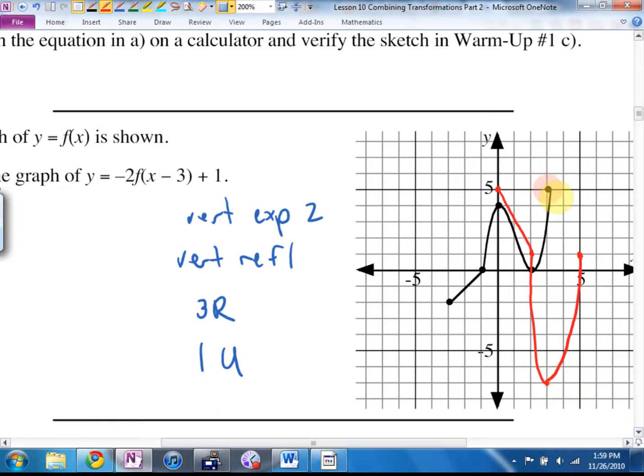Ready? Vertically expand it by 2. 10, which is not on my graph, but I'm just going to remember 10. Reflect it. Negative 10, which would be down here. 3 what? 1, 2, 3. 1 up. That's going to be negative 9. My graph goes to negative 8, but I think I can eyeball 1 point below negative 8.